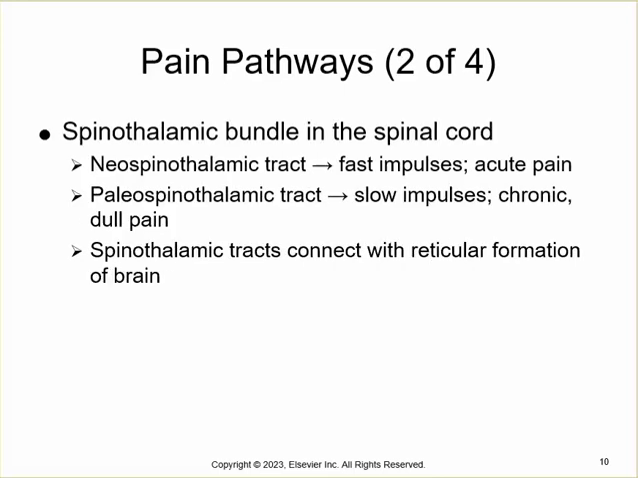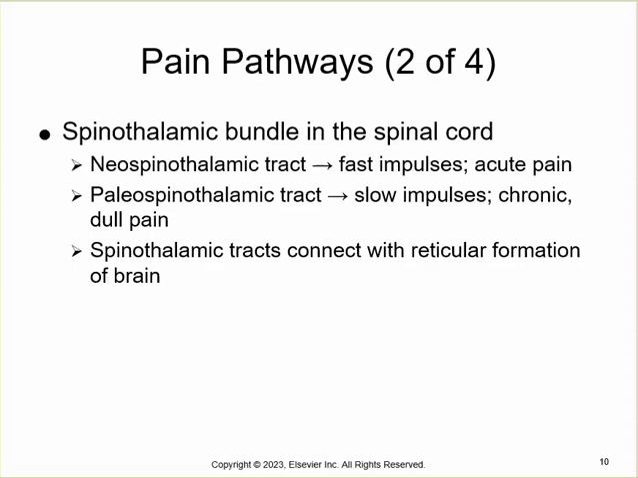Okay, so when the pain fibers end up in the spinal cord, they have to ascend to your brain, and the place that they go in your brain is the thalamus. There are connections between the A delta fibers and the thalamus that is fast impulse acute pain, and that goes along the neospinal thalamic tract.